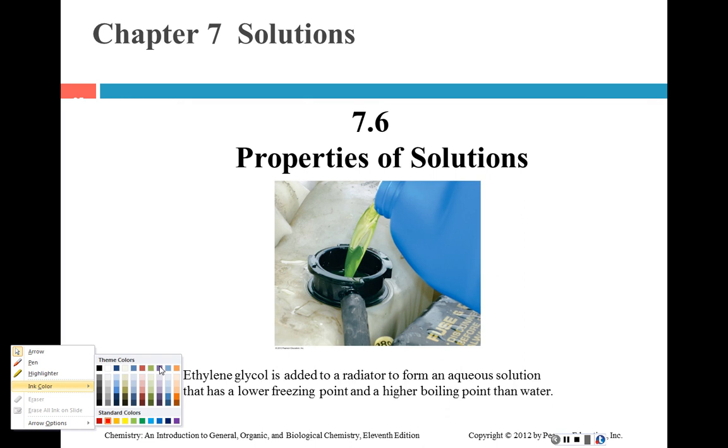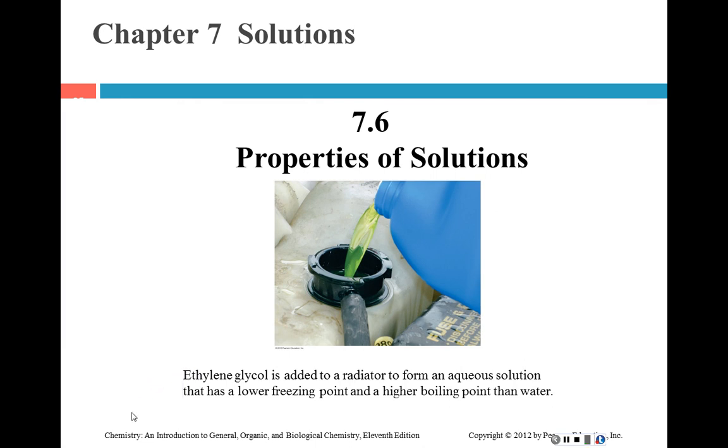I think I'm going to do purple this time. Did that do red? I wanted purple.